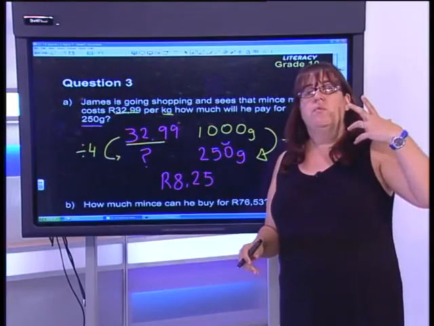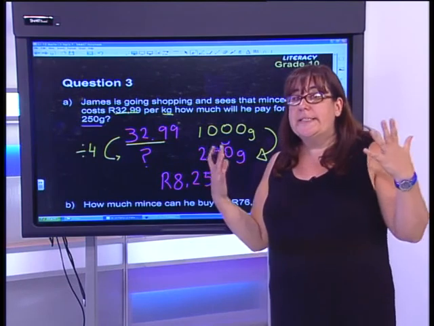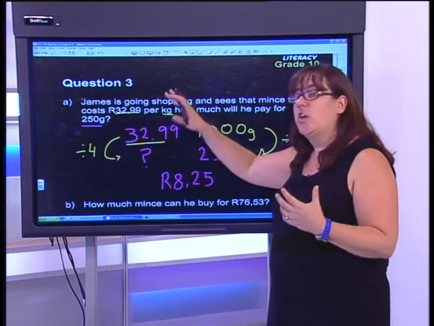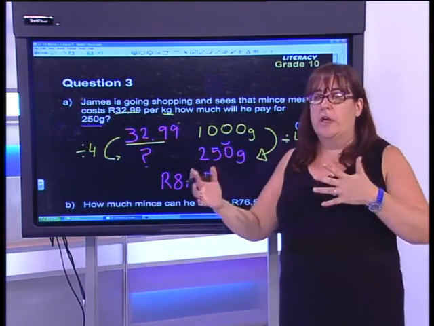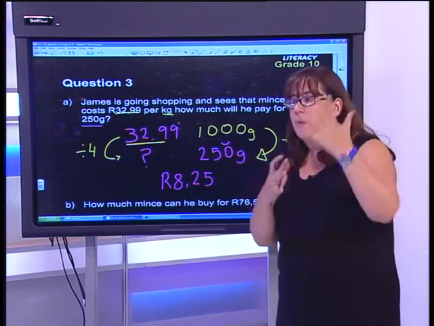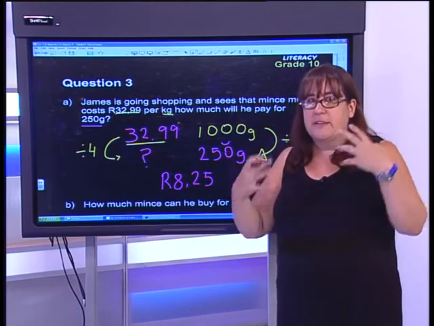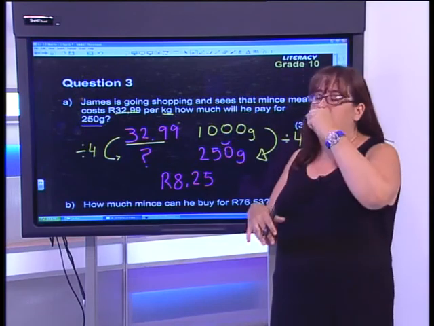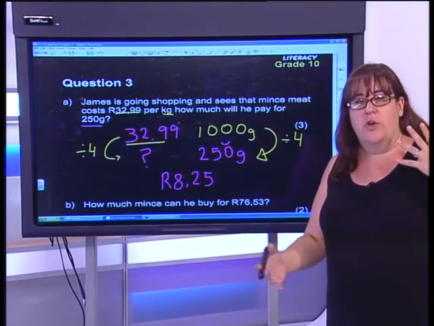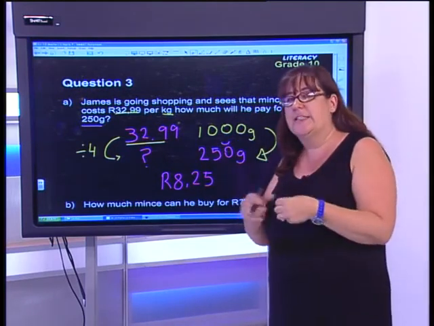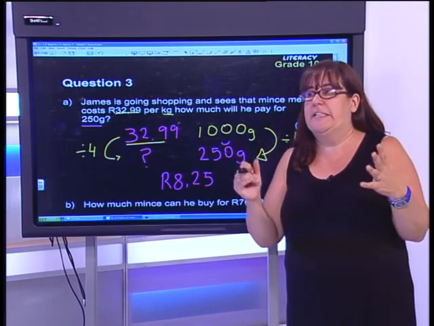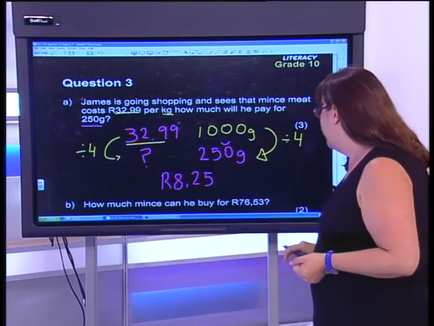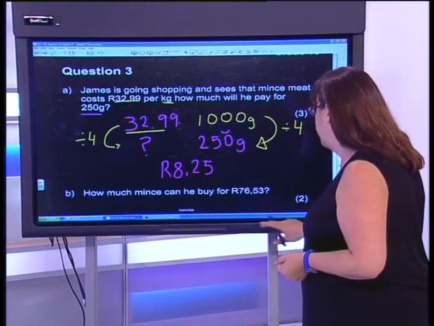So guys, remember, your ratios and your proportions aren't necessarily hard. It's something that you need to practice, something that you need to get used to working with, converting from one value to another. The more you practice it, the better you're going to be. Don't be scared of it. Use your colors, use your highlighters, and see if you've got 3 pieces of information and you're being asked for a 4th, because invariably that's a ratio. Should we see how much mince he can buy for 76.53?